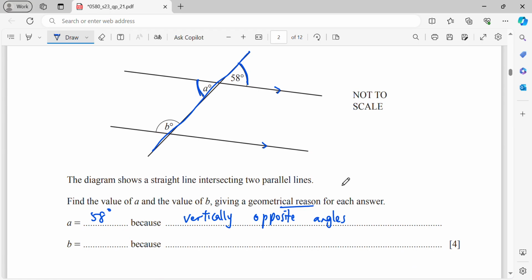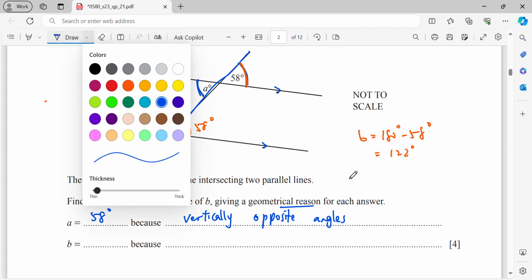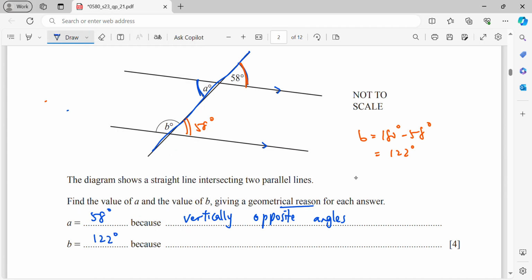To get b, we know that this is a transversal, right? So now here, this is 58, here is 58. Therefore, my b is basically 180 minus 58 degrees. This is 122. So here I will write 122 degrees because of interior angles.